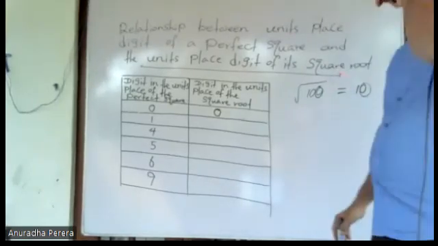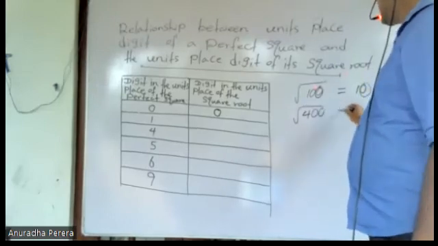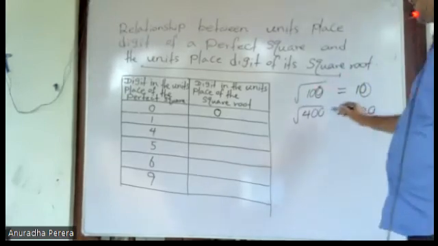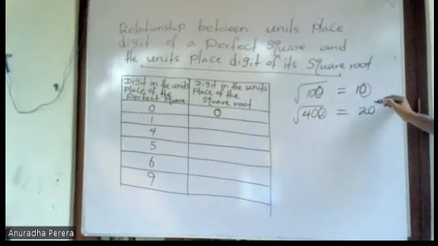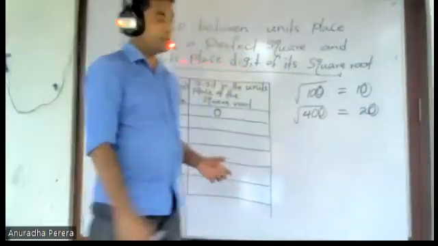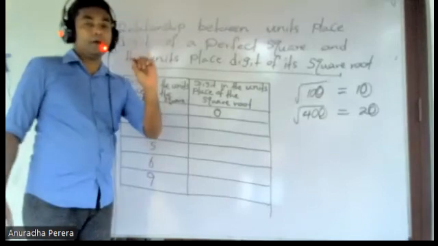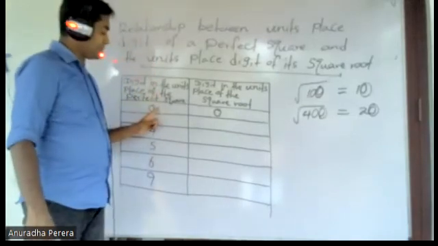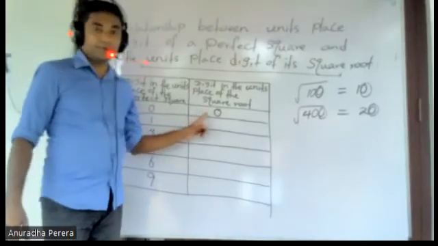Then 400. We found it, the answer is 20. The unit place digit of this perfect square is 0. The unit place digit of the square root was also 0. So there is a relationship. If the unit place of the perfect square is 0, the digit in the unit place of the square root is also 0.